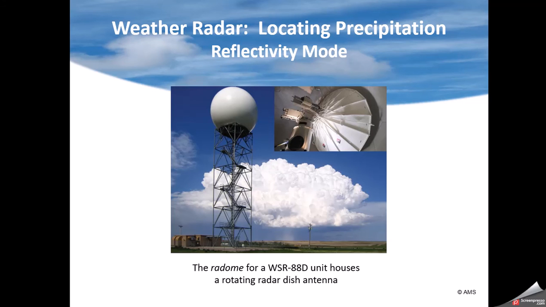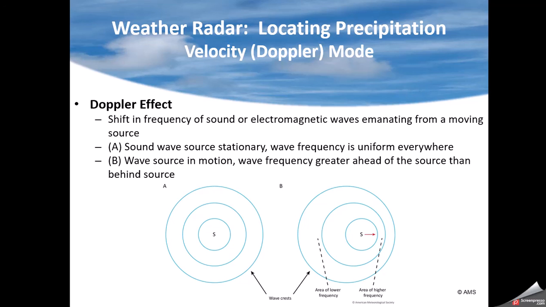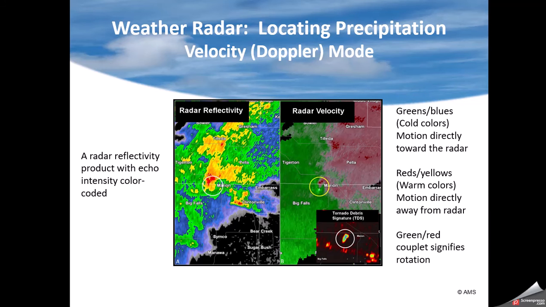And there's a radome, and you have to walk all the way up the steps to get up to the radome and see it rotating inside. But the Doppler effect, as it shifts, can tell you the speed to or away from the radar. And here's just a picture comparing the two.